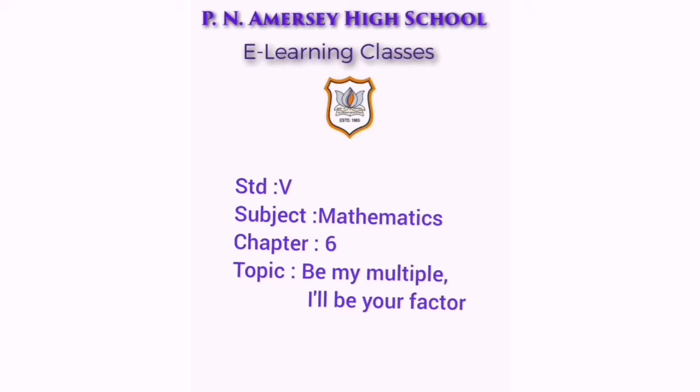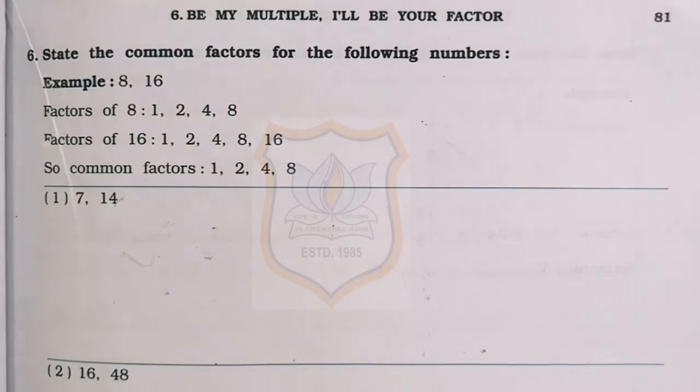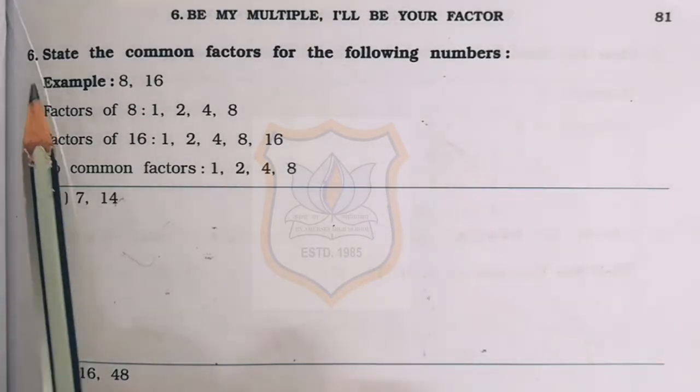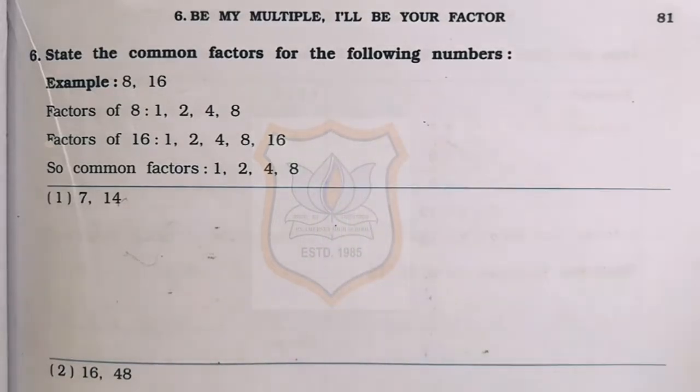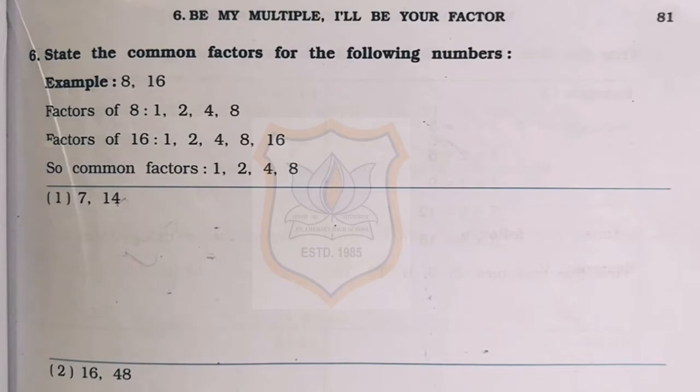We will continue with our chapter number 6, Be My Multiple, I Will Be Your Factor. Now question number 6. State the common factors for the following numbers. Students, here a few numbers are given. We have to find out the common factors of the numbers.